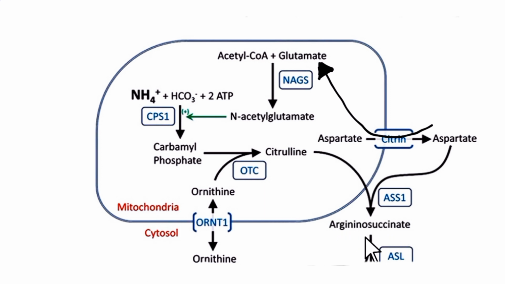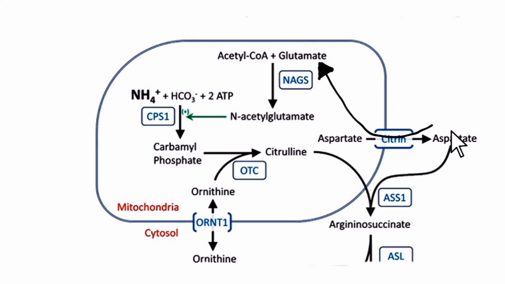What's going to happen here is that there is this transporter protein found in the membrane, called citrin. So citrin, what is it doing? It transports aspartate from the mitochondria to the cytoplasm. At the same time, it transports glutamate from the cytoplasm into the mitochondria. That glutamate is the one that's going to be involved in the formation of N-acetylglutamate.